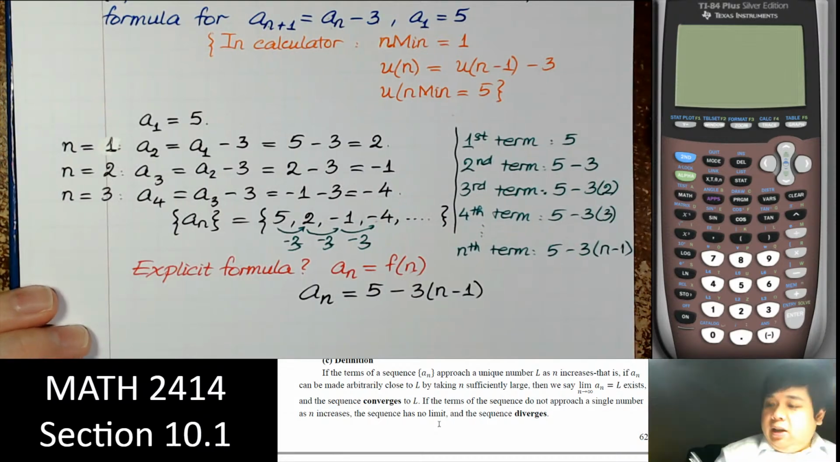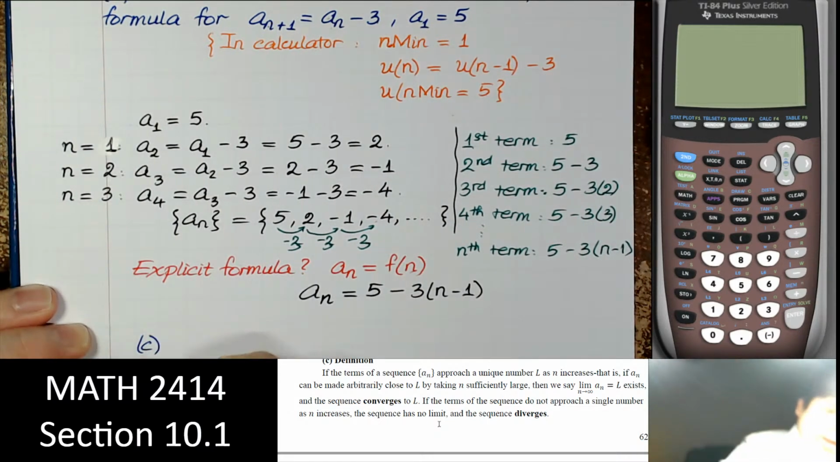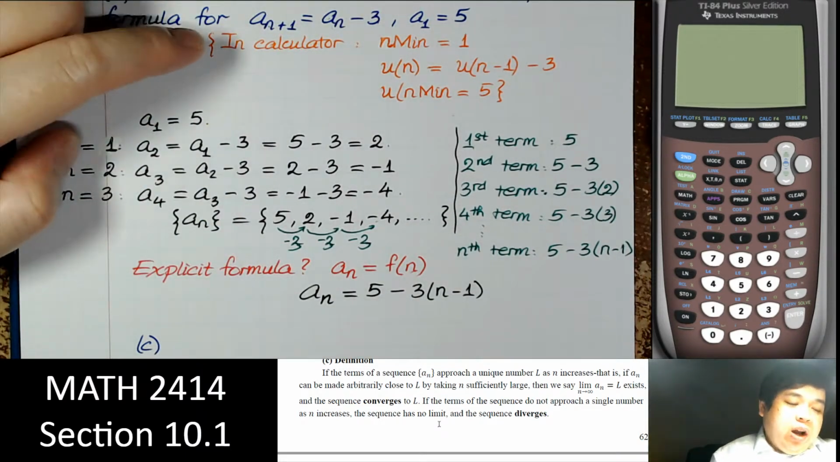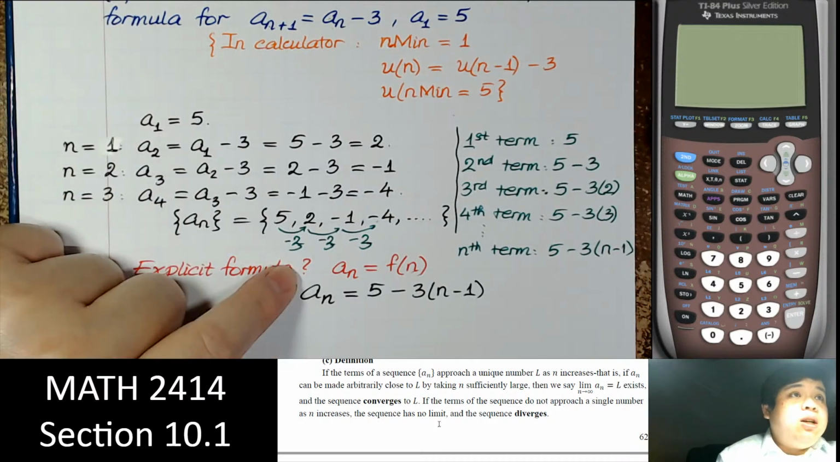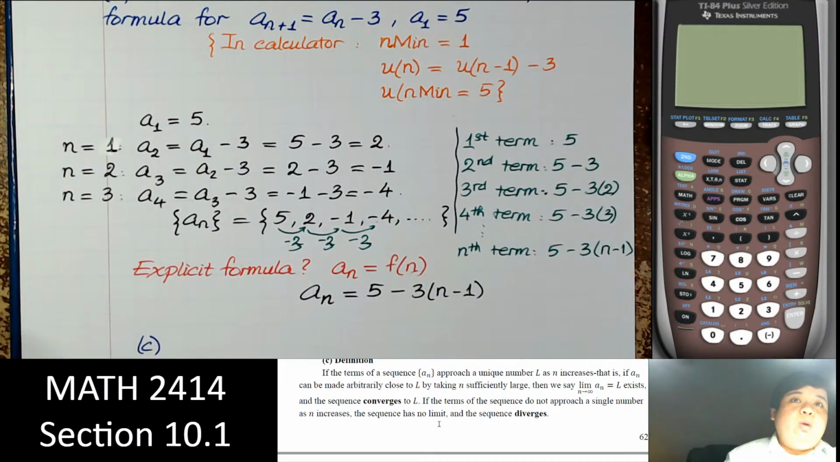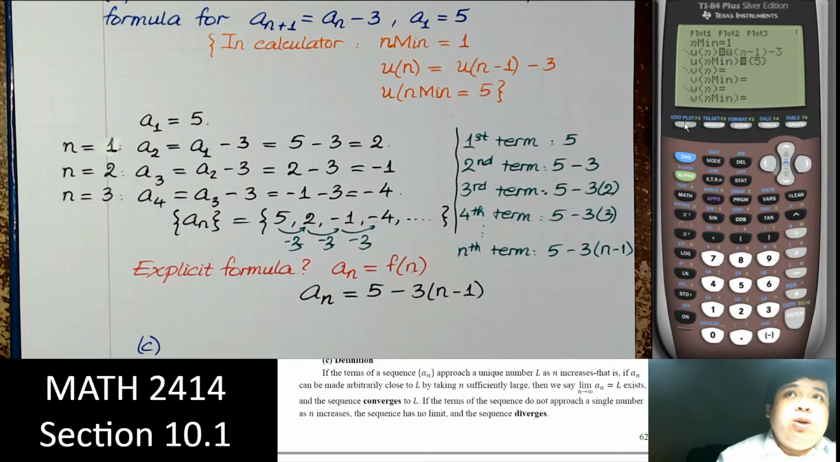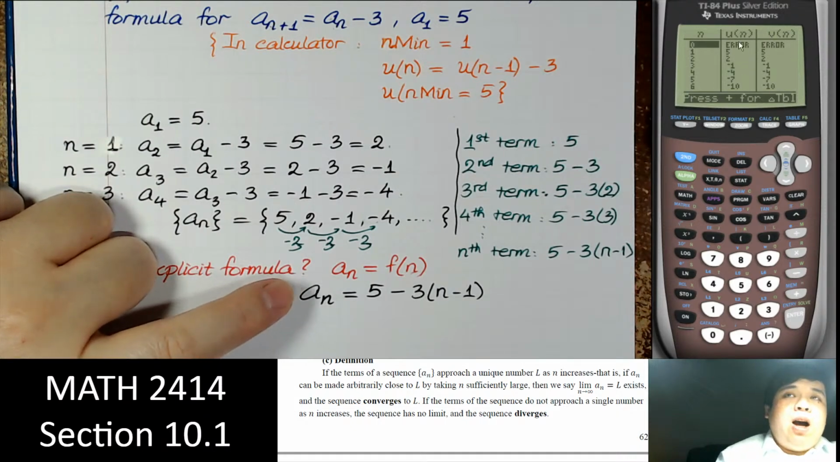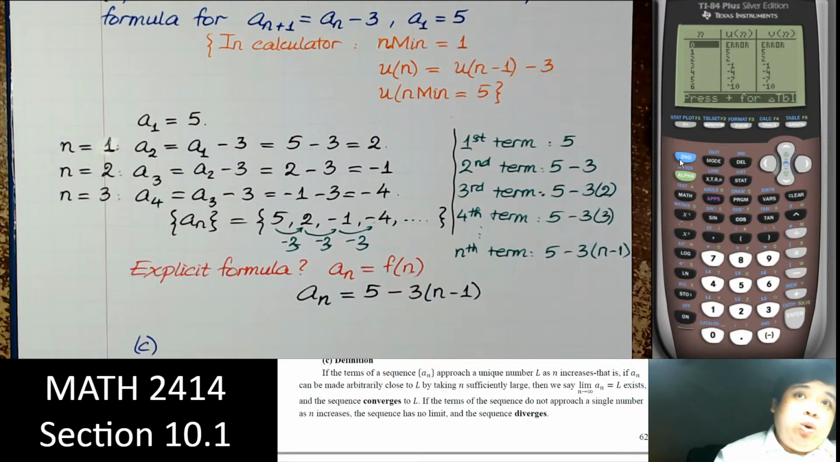Right. Next. So we could have a recursion relation, and then we write the explicit formula, or we have the explicit formula, we write the recursion formula. To make sure that those two are the same, we can always hit y equal to, and this time go to v. And for the explicit formula, we just say 5 minus 3 times (n minus 1). And hit second table, we should have identical sequences, which is good.